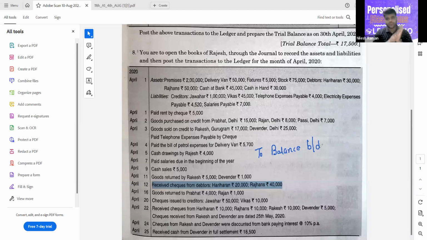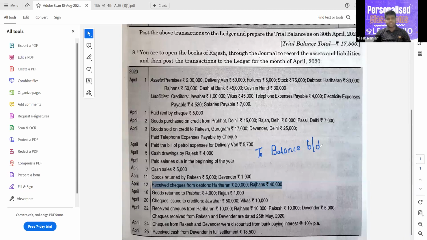Next. Liabilities. Yes, sir. So liability, it is by balance. Yes, in all the liabilities accounts, we have to write by balance BD. Okay, sir. Creditors account. We cannot open a creditors account.